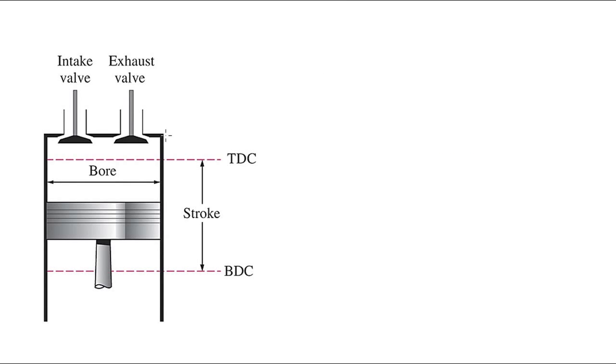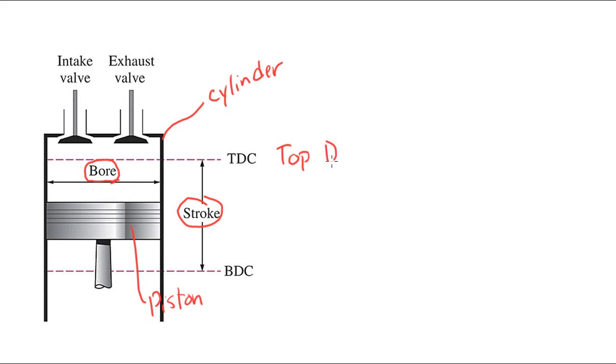Here's a diagram of an engine cylinder, and you can see that there are several terms labeled here. So there's the piston inside the cylinder. The diameter of the cylinder is called the bore, and the stroke is the length which the piston moves up and down, from the top point, which is called top dead center, to the bottom point, which is called bottom dead center.